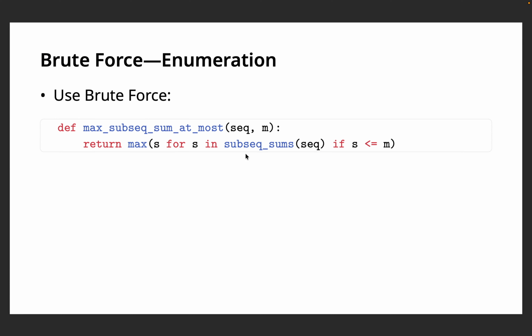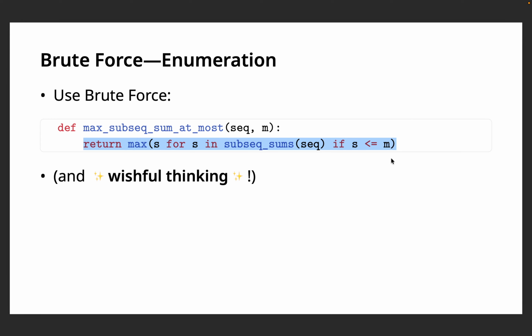Okay, so we still have to implement subsequence sums. This is, again, wishful thinking. We're assuming that we already have this function for us, which we don't yet, but if we pretend that we do, then implementing the main function that we want is actually really straightforward. It's just this single line over here.